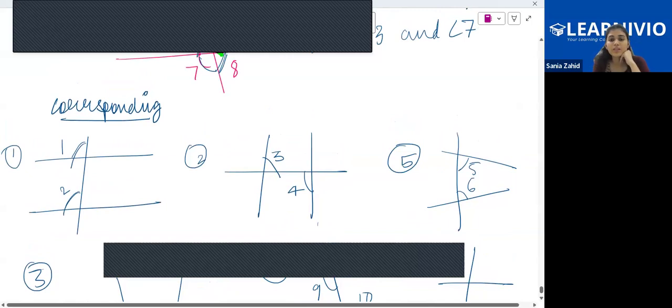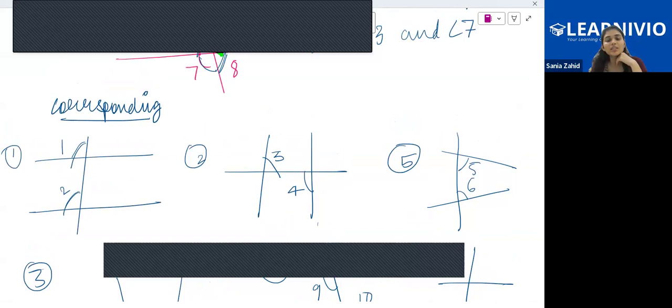The second one, Manha. Exterior. What exterior? I did not tell you anything about interior and exterior. Why are you guys telling me answers like this? I only taught you 4 types of angles: vertically opposite, alternate interior, alternate exterior, and corresponding angles.